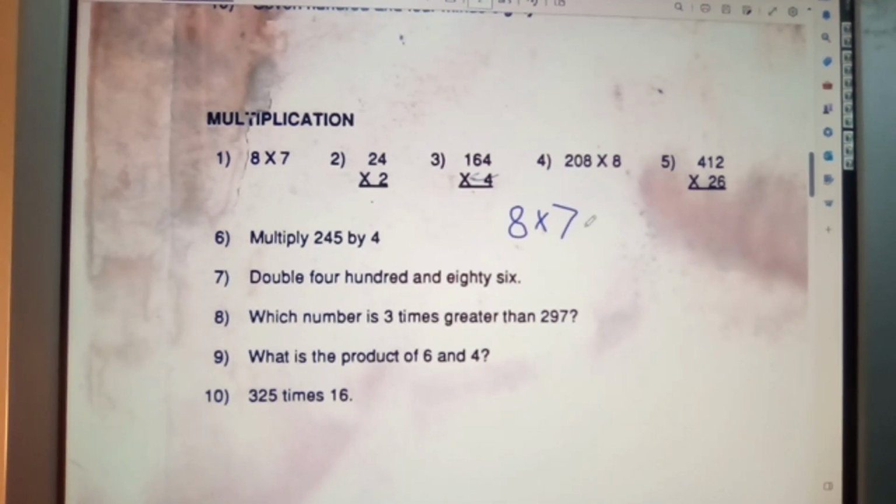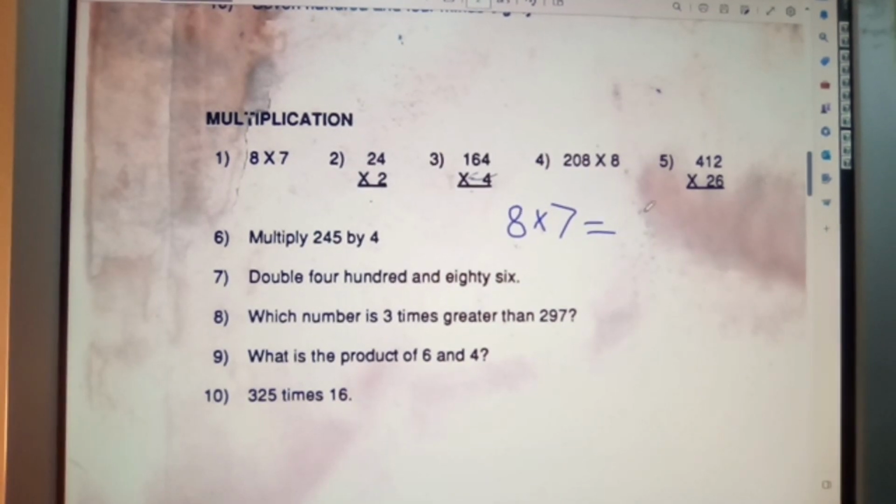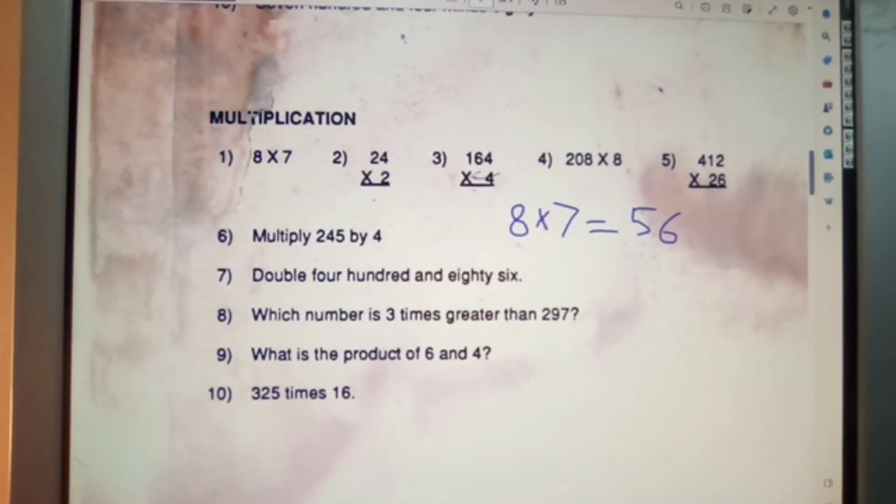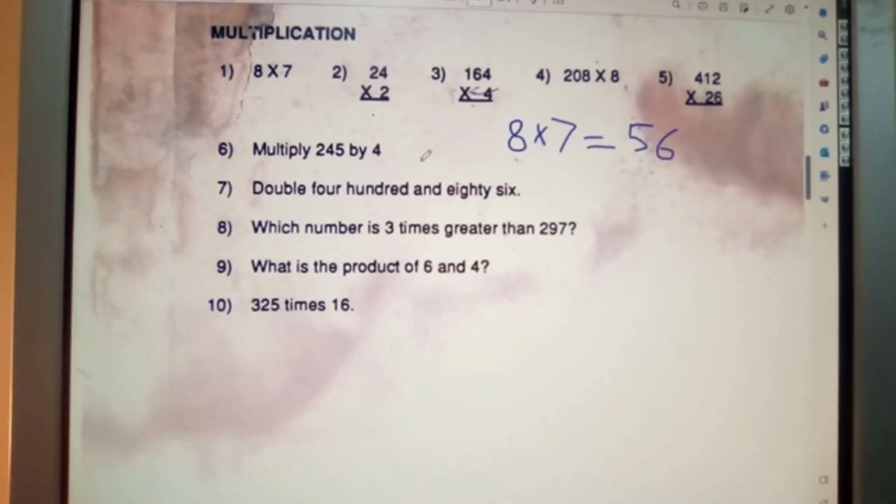7. Okay. So this is simple times table. That's simply equal to 56. Yeah. Okay. And here, if you're going to multiply this, let me do this one for you.